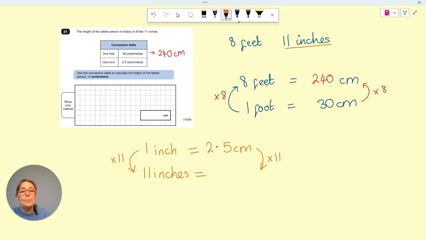Okay. I'm going to split 11 into 10 plus 1, because 10 plus 1 is 11. And I'm going to do 10 times 2.5, and I'm going to add 1 times 2.5. 10 lots of 2.5 is 25. And 1 lot of 2.5 is 2.5. And then we add those together. We've got 5 plus 2 is 7, and 2, we've got 27.5.